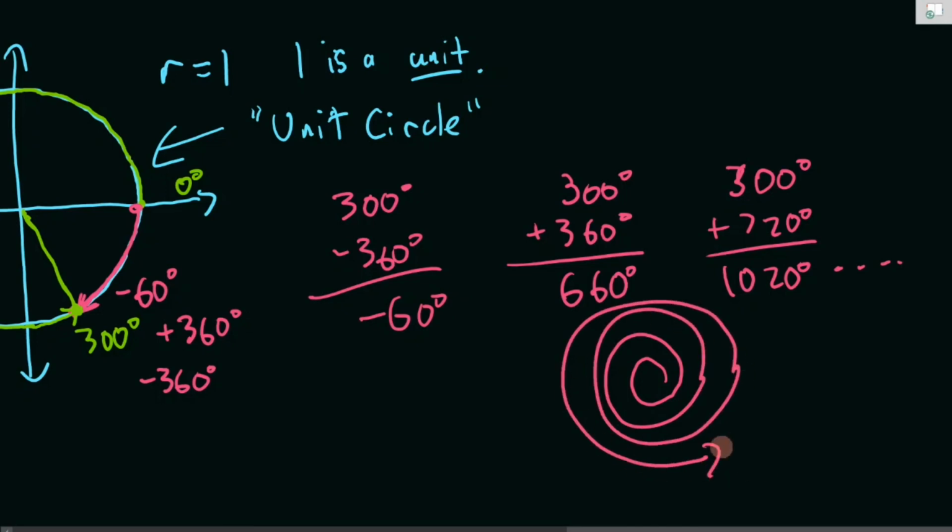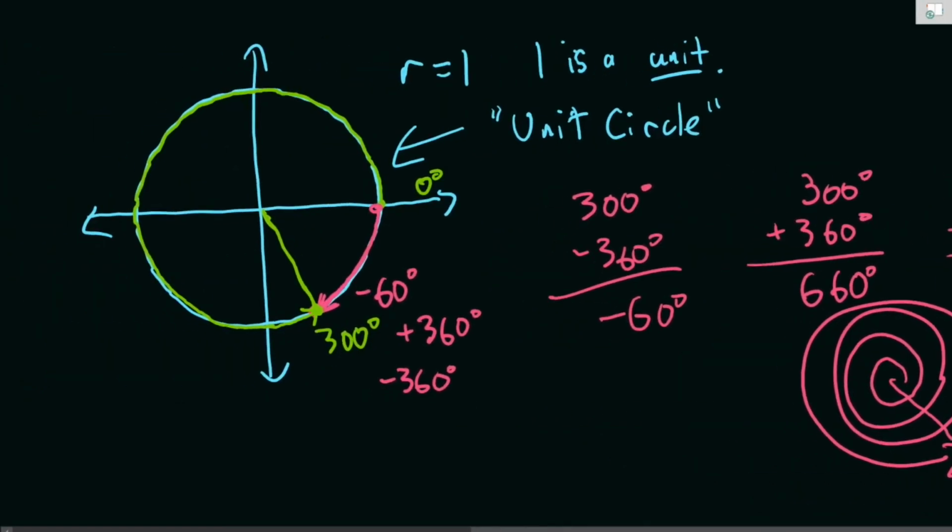You can add it as many times as you want and figure out another possible label for that terminal arm. And because there are infinitely many rotations, just to keep us sane, we're usually going to only talk between 0 degrees and 360 degrees. And that's the idea of rotations around the unit circle.